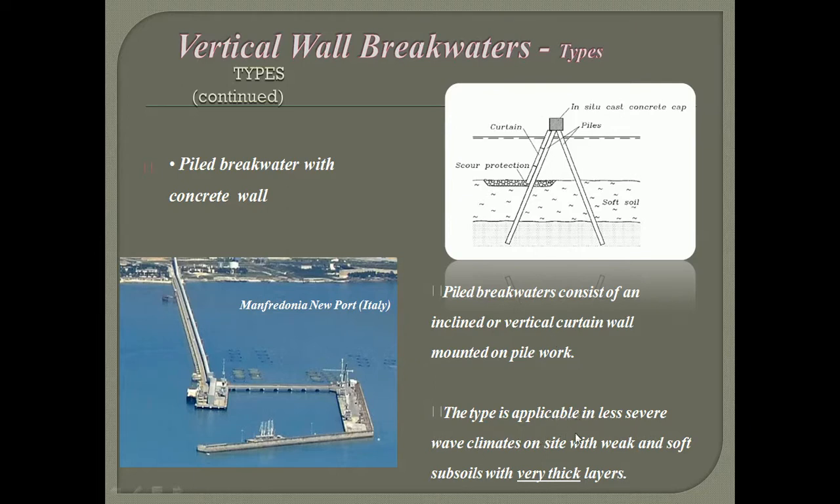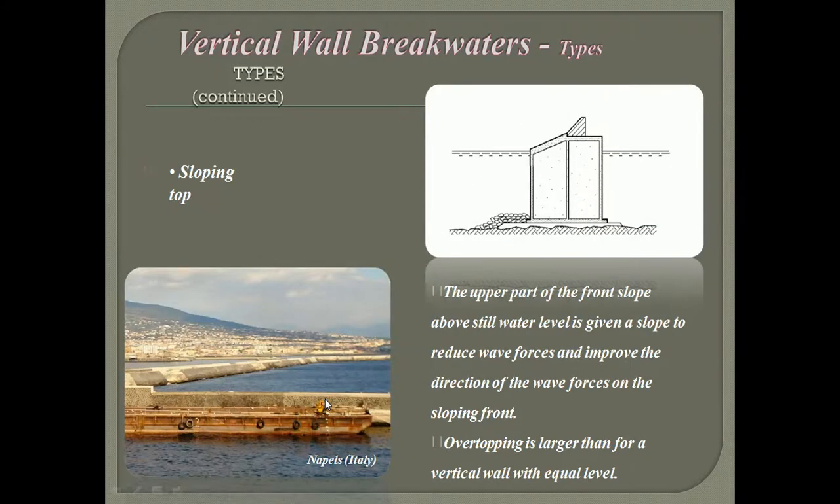This type is applicable in less severe wave climate on sites with weak and soft subsoils with very thick layers. Here we can see this breakwater in Italy. Sloping top: this is the sloping top, which is used in Italy. Overtopping is larger than for a vertical wall with equal level.